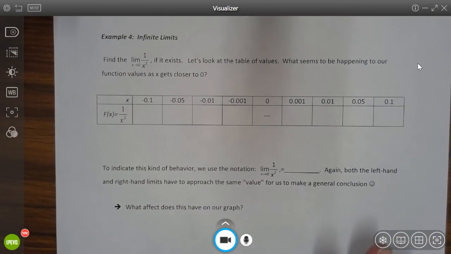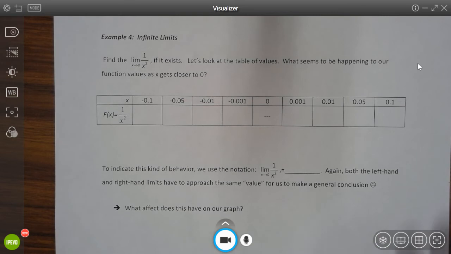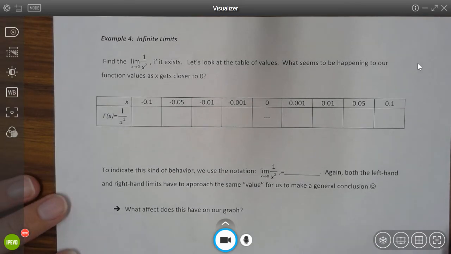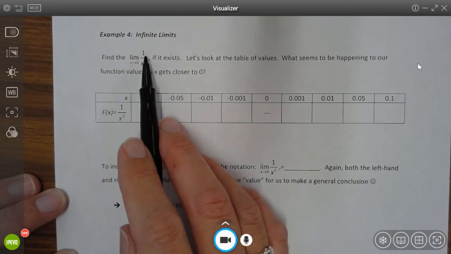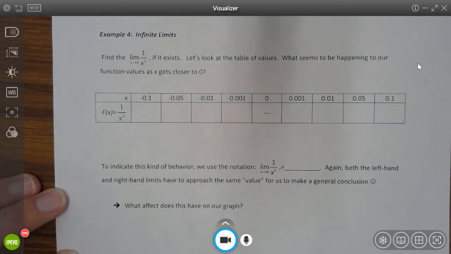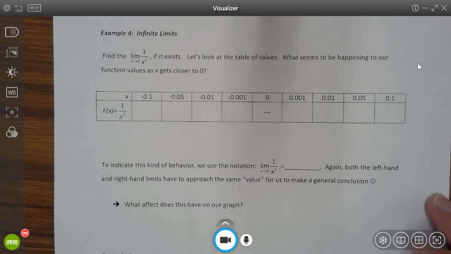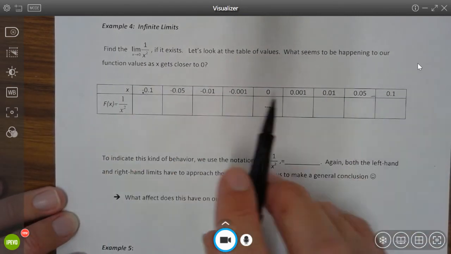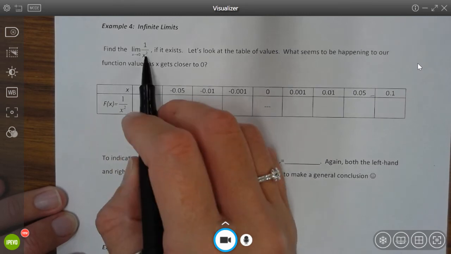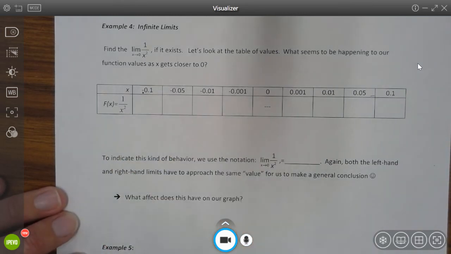All right, and one more thing we're going to talk about before I have you try your homework is infinite limits. So let's take a look at finding the limit as x is approaching 0 of 1 over x squared, if it exists. If we were to make a table of values for these particular x values, again, I'm not going to show you the algebra, but it's basically taking these values, substituting them in and evaluating.